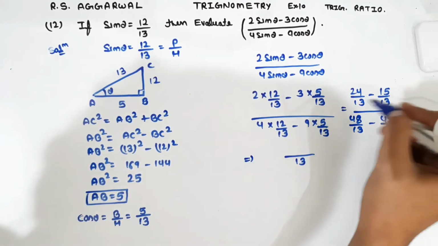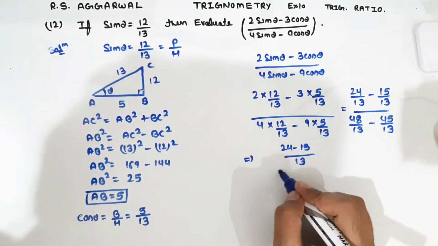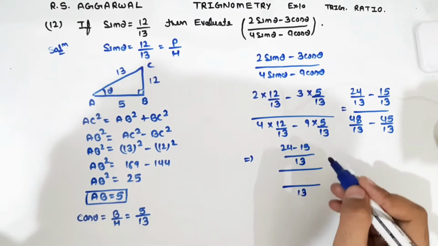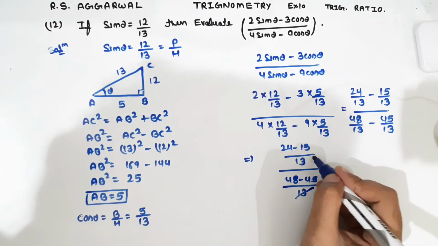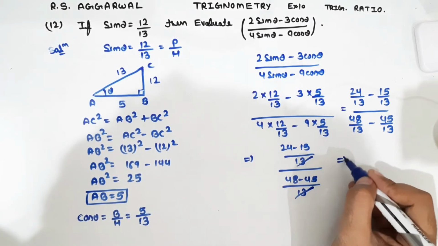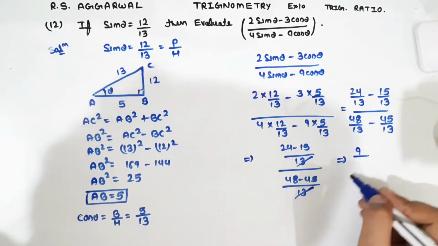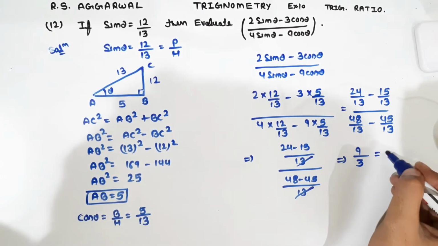So 13 will be the LCM here. 24 minus 15 upon, here 13 will be the LCM, 48 minus 45. So 13 will be cancelled out. 24 minus 15 will be 9 and 48 minus 45 will be 3. So this will be equal to 3.